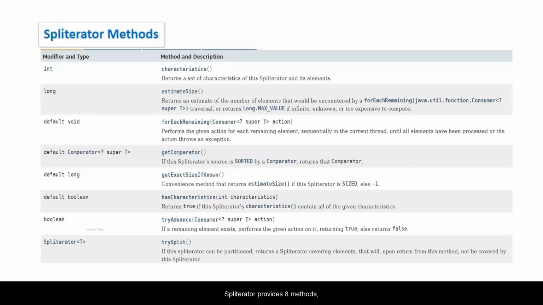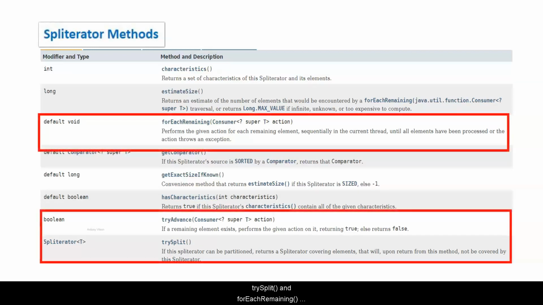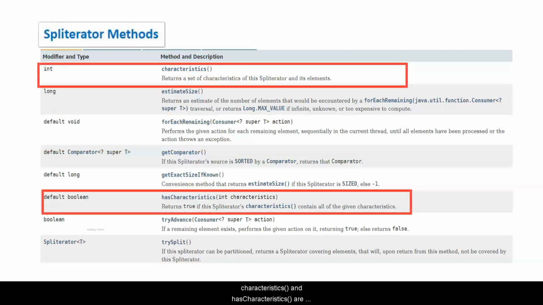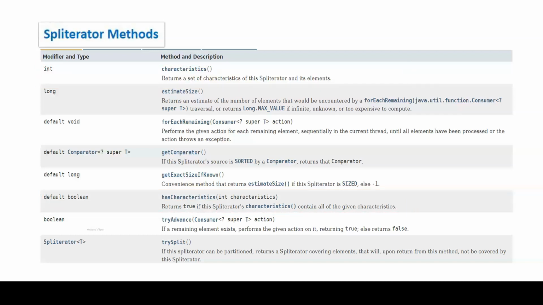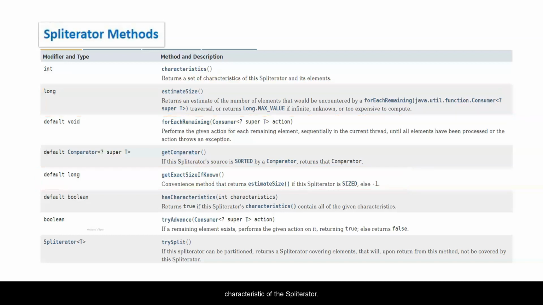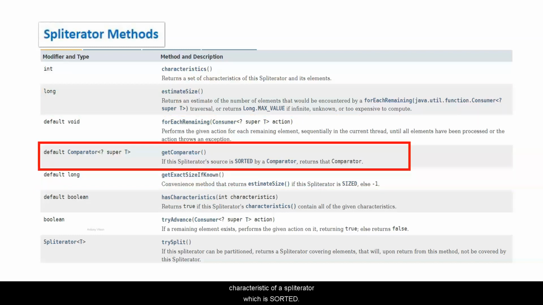Spliterator provides eight methods. The main three methods are tryAdvance, trySplit, and forEachRemaining. Then two methods, characteristics and hasCharacteristics, are based on the characteristics of the Spliterator. We will see those characteristics shortly. Then two methods, estimateSize and getExactSizeIfKnown, are based on the size characteristic of the Spliterator. The getComparator method is based on another characteristic of a Spliterator, which is sorted.